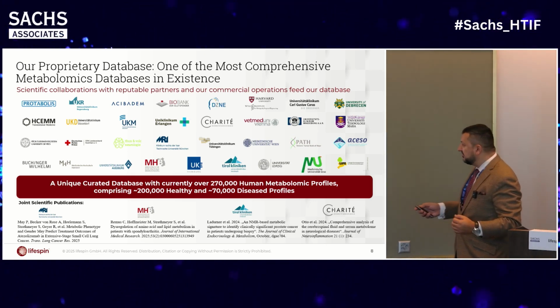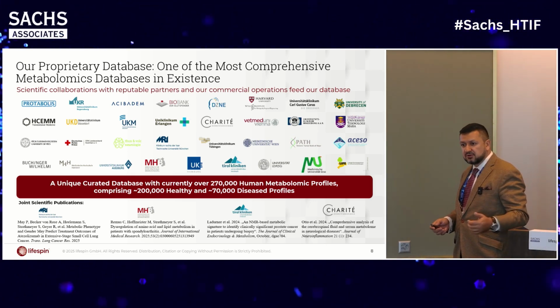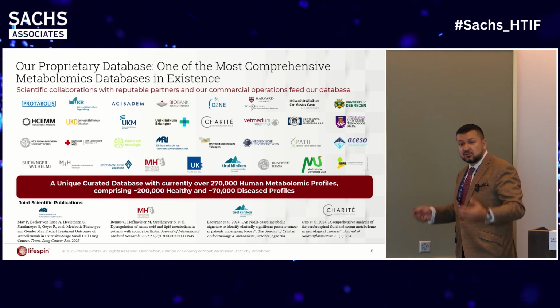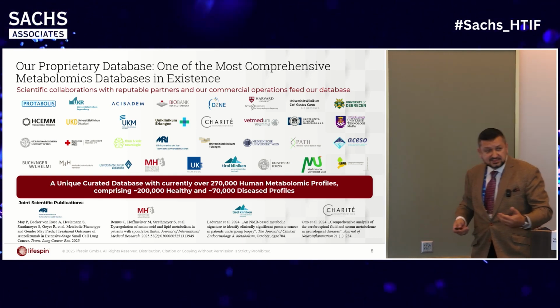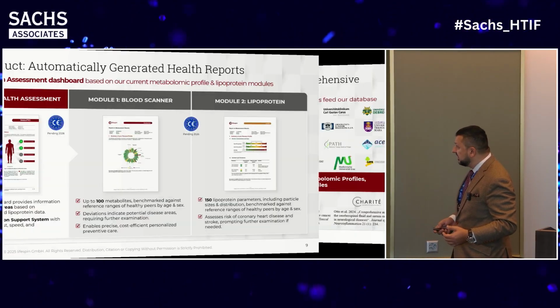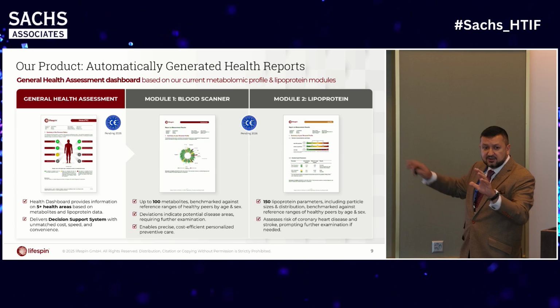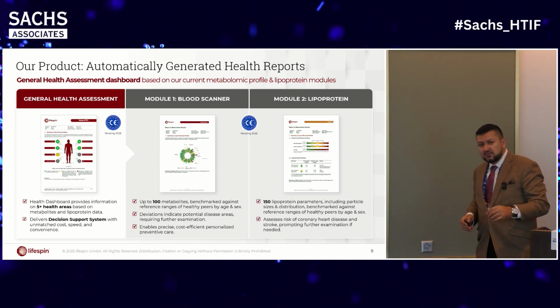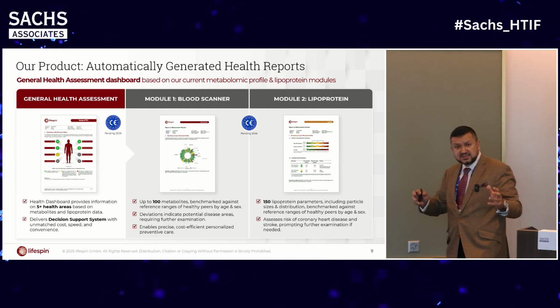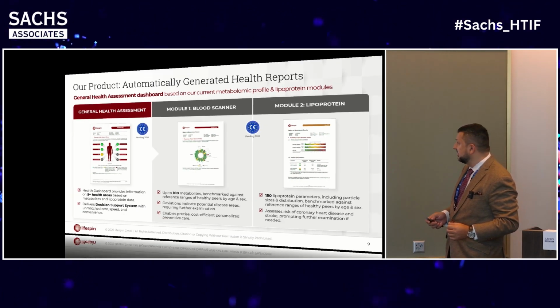But basically, we have R&D work in the fields of oncology, neurology, and also diabetes and obesity. But we start with diabetes and obesity because, from a liability perspective, it's a better way to enter the market. And here, basically, you see the product hierarchy, the product architecture for the general health assessment. It's a combination of metabolites and lipid profile parameters.